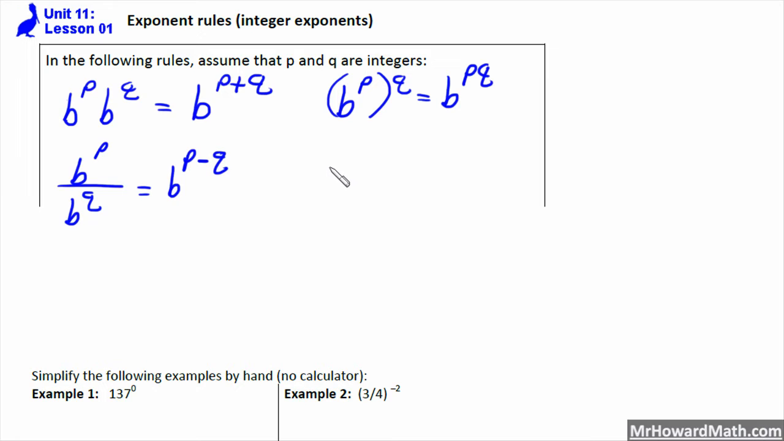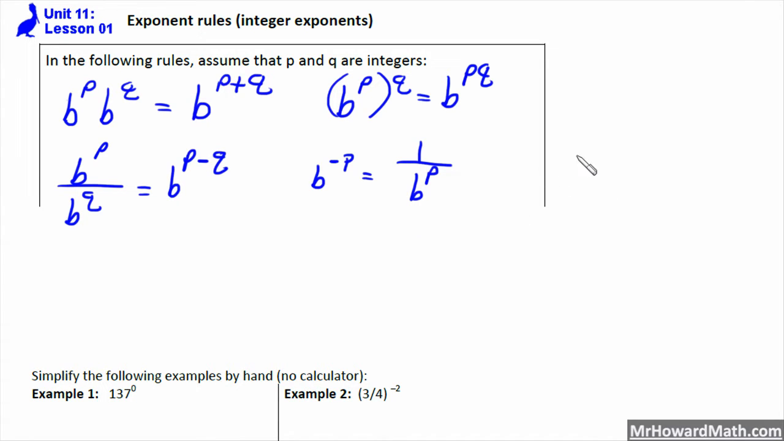Alright, and next one, if we have the base B raised to the negative P power, so we have a negative exponent, that's equivalent to 1 over that same base raised to the positive P power. So if you have a negative exponent, if it's in the numerator, you move it to the denominator and make it positive. If it's in the denominator, you move it to the numerator and make it positive.